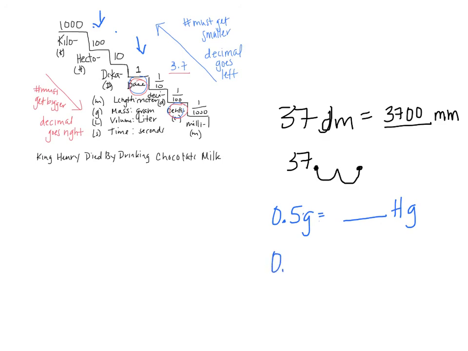Alright, so 0.5, 1, 2, there's our decimal, and we fill in zeros. Yep. Do not need that 0. Okay, so it's 0.005 hectograms.